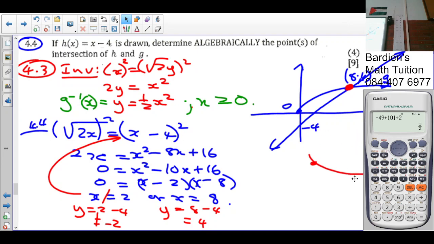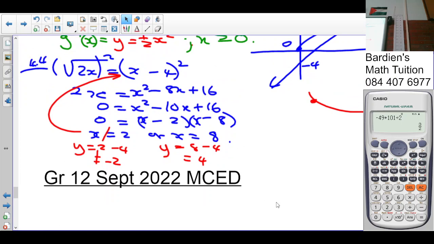And the question says again, what is the point of intersection? Therefore, the point of intersection is 8 and 4 only. Okay, it can't be this one here. So that part of the graph wasn't represented initially. Okay.